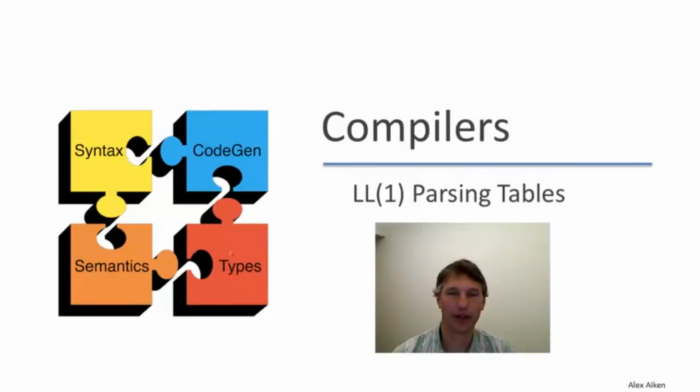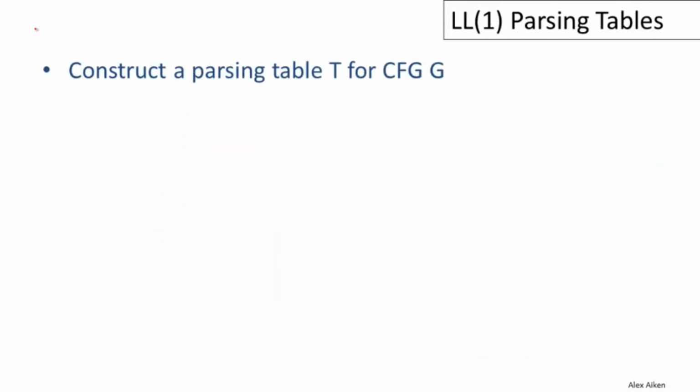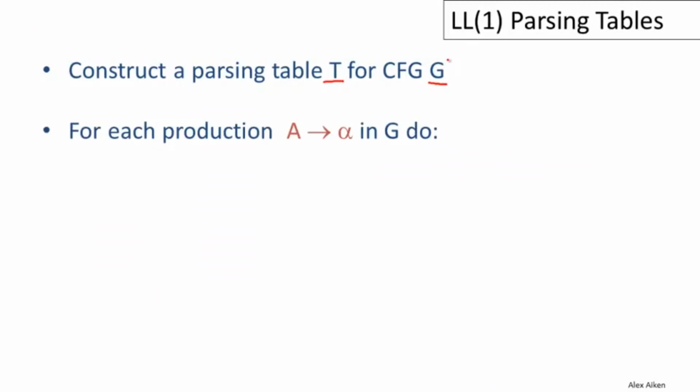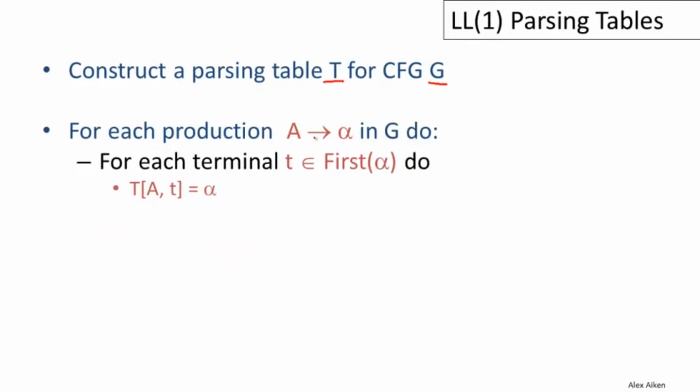In this video, we're going to put together what we've learned about first and follow sets to construct LL1 parsing tables. Our goal is to construct a parsing table T for a context-free grammar G. And this is done by production. So we're going to do this one production at a time, and we're going to, in turn, consider each production A goes to alpha in the grammar G.